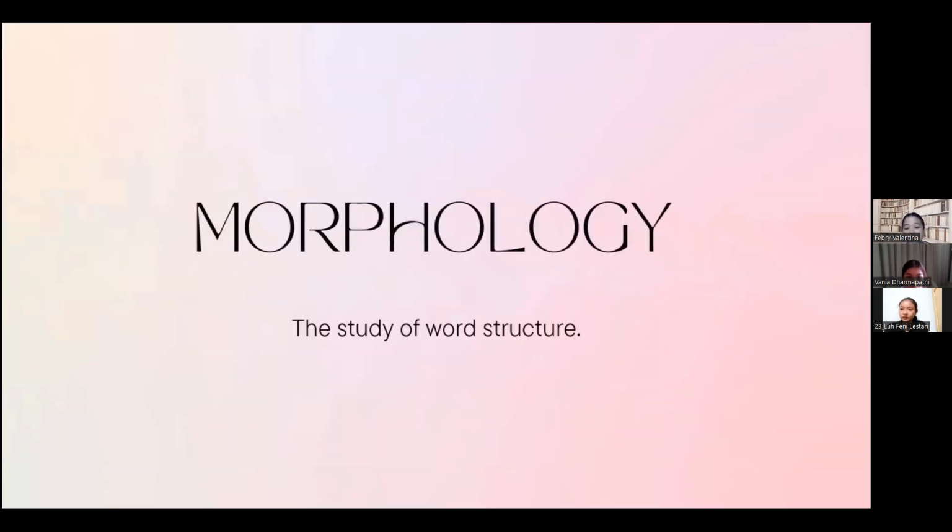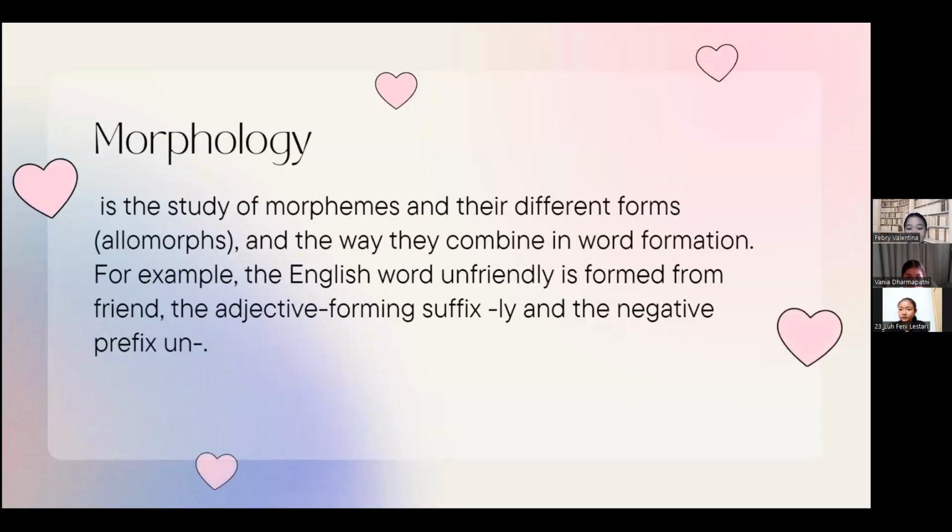The last but not least is morphology, or the study of word structure. Morphology is the study of morphemes and their different forms, or allomorphs, and the way they combine in word formation. For example, the English word unfriendly is formed from friend, the adjective-forming suffix "ly", and the negative prefix "un".